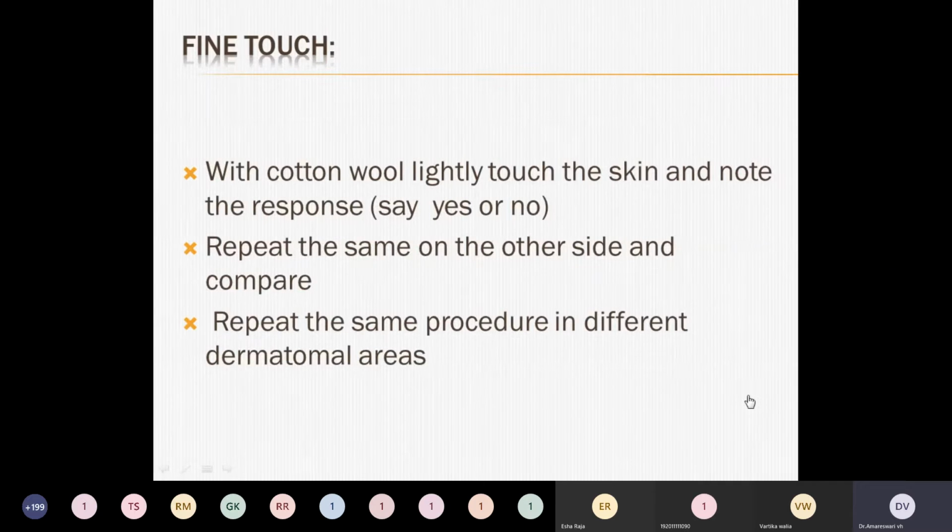You have to start the exam. And every time when you are going to test the particular test, the person should close the eyes and he says yes or no. You have to repeat on the other side and compare if the degrees are the same. And you have to complete the dermatomal areas in the exposed areas. Okay, next for the finding.